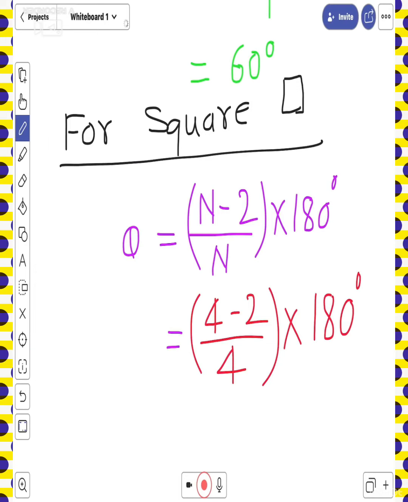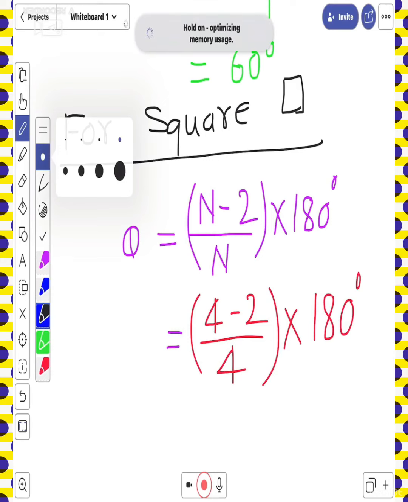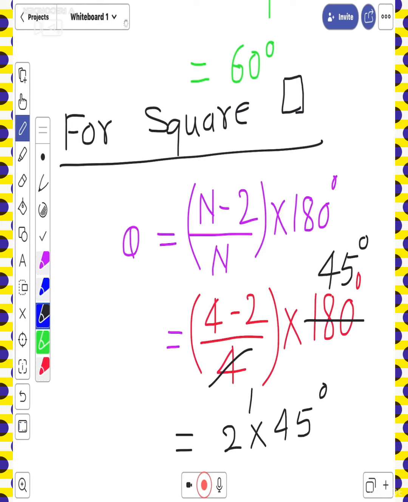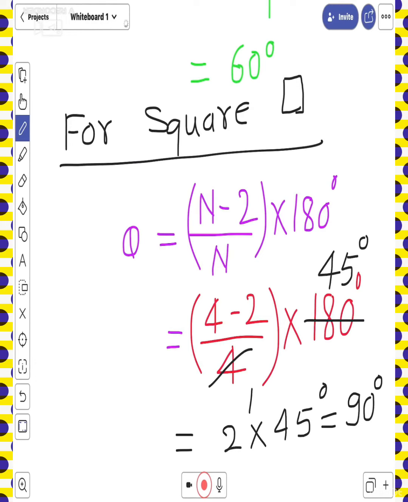After simplifying it, you will get 4 ones are 4, and 4 fours are 16, and 4 fives are 20. And 4 minus 2 is how much? 2. 2 into 45 degrees. How much is this, dear? This is 90 degrees. Therefore, each angle of a square is 90 degrees.